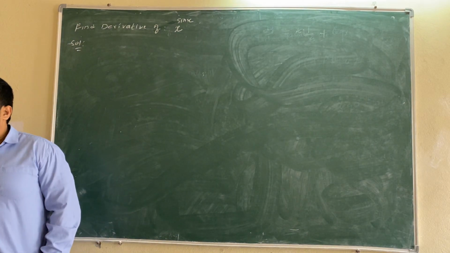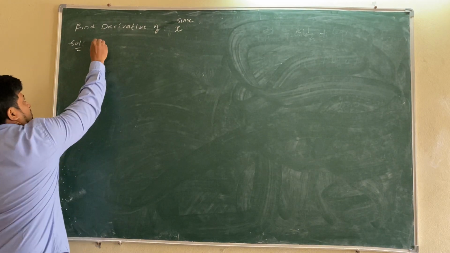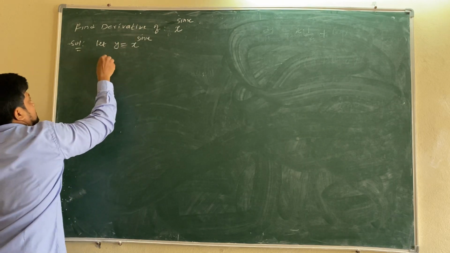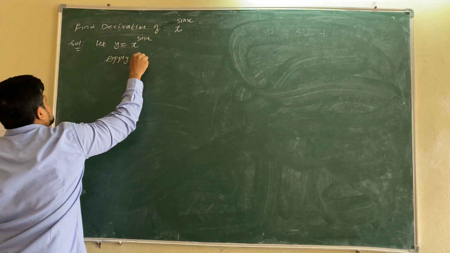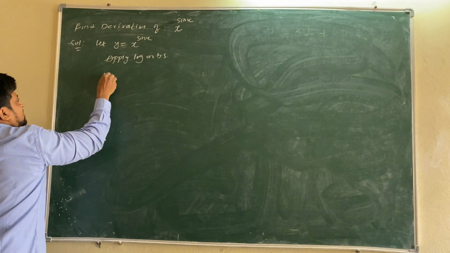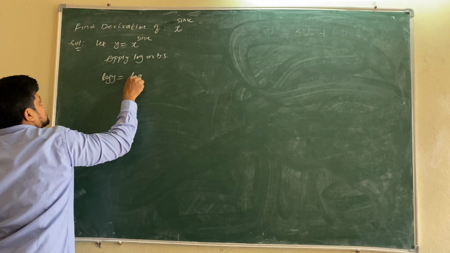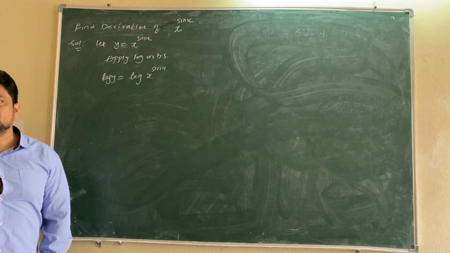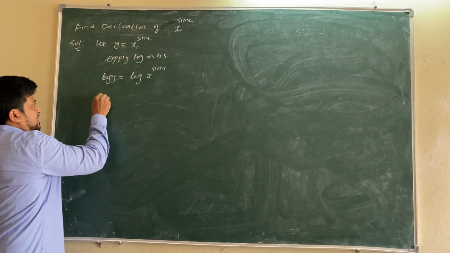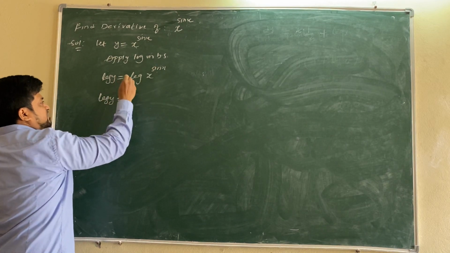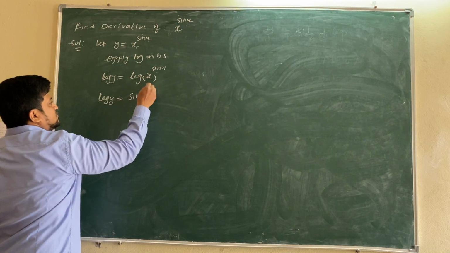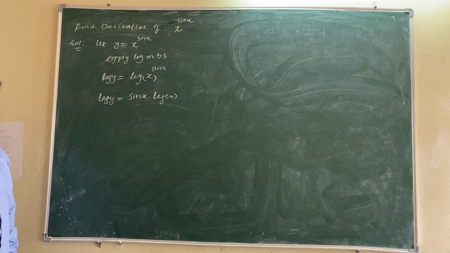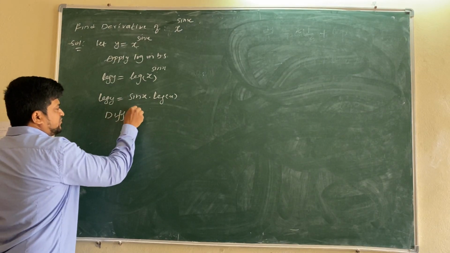We need to find the derivative of x power sin x. What do we have to do in the first step? Differentiate both sides, or apply log on both sides? We did the same thing in previous questions, because base and power contain x. For such questions, we apply log on both sides. After applying log, whatever power is there comes before the log, giving sin x into log x. After this, we differentiate both sides.